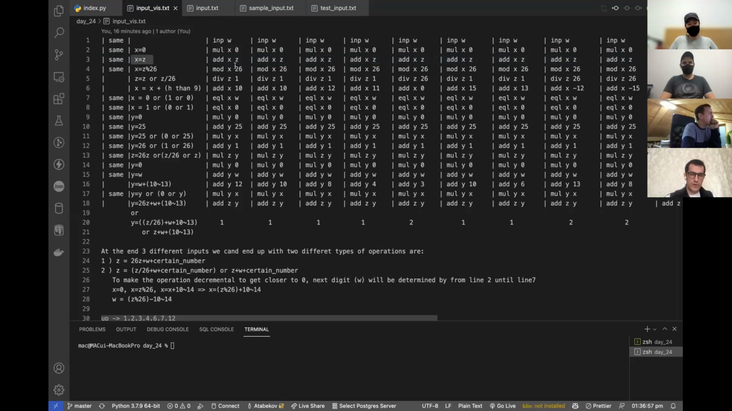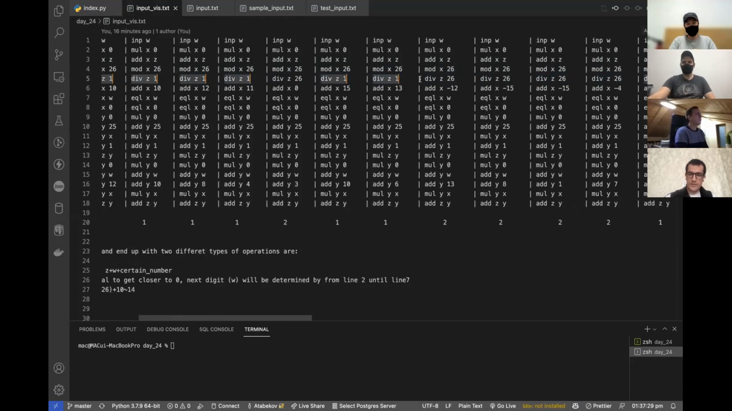And after that, we are taking the modulus of X by 26, so X will be set to Z modulus 26. Eventually X will be an integer less than 26. After that, because it's not the same for all, in some of them we are dividing Z by 1, which is not changing it at all. And in some of them, we are dividing it by 26. So, which is type 2.